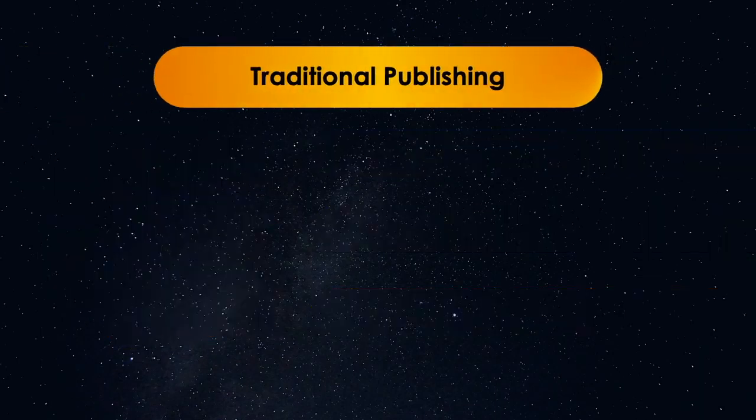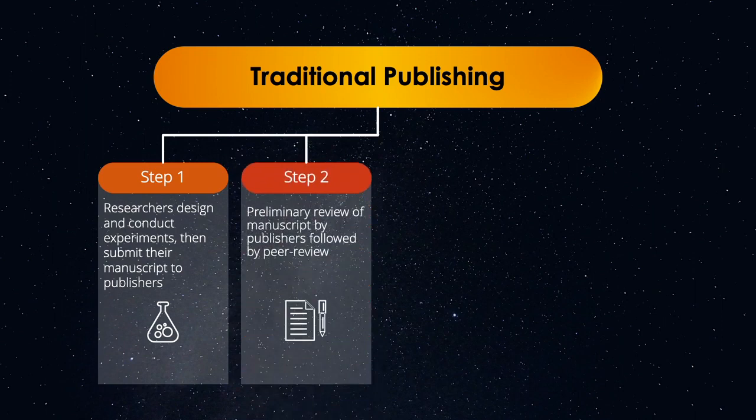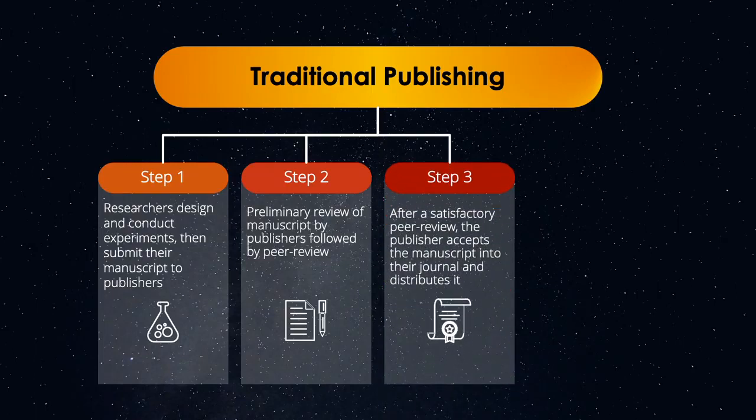Under the traditional publishing model, researchers first design and conduct experiments, and then submit their manuscripts to the publishers. The publishers do a preliminary review of the manuscript to determine whether they are acceptable, then pass it on to be peer-reviewed. The reviewers suggest edits to the authors, who then try to address those comments. Once researchers satisfactorily address the reviewers' concerns, the publishers accept the manuscript, provide vetting and distribution services, and then publish the article in their journal.